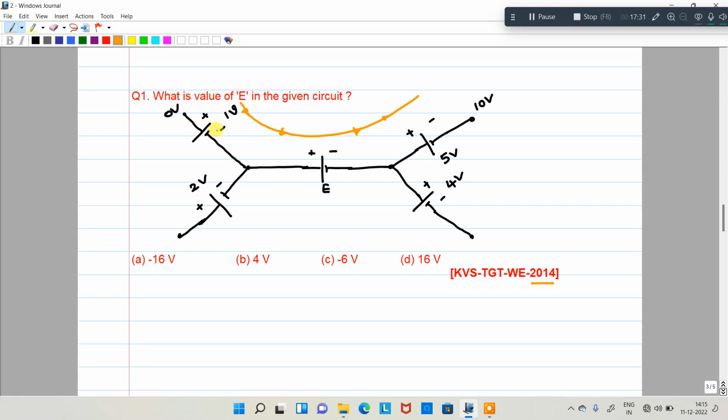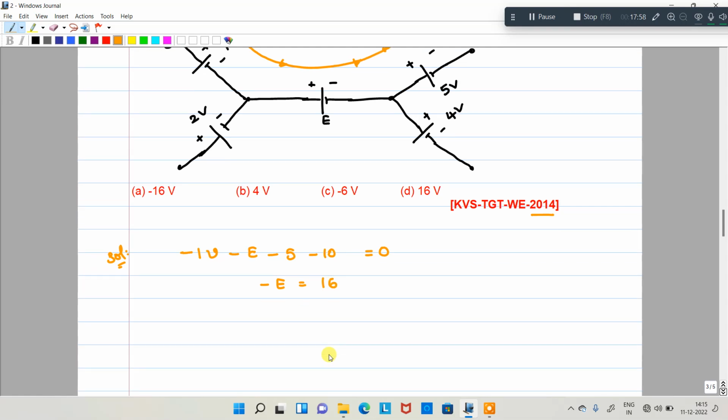This is coming from plus to minus, that means a falling voltage, that is 1 volt. Next, positive to negative, falling voltage, 4. Here positive to negative, falling voltage 5. Here minus 10 is equal to 0. So from that, minus E is equal to 16. Coming to the conclusion, E is equal to minus 16 volts. The answer is minus 16 volts. Option A is the correct option.